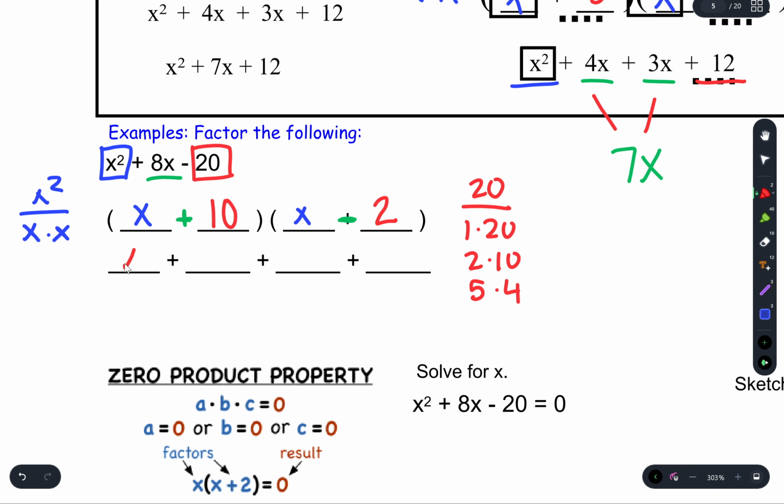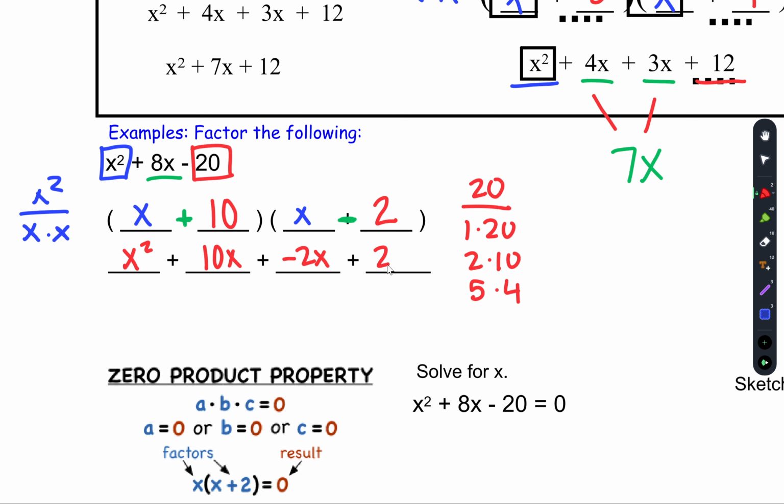So x times x, x squared, 10 times x, 10x, negative 2 times x, negative 2x, and then negative 20. These two combine to positive 8x. And that's the guess and check method. Questions on that?